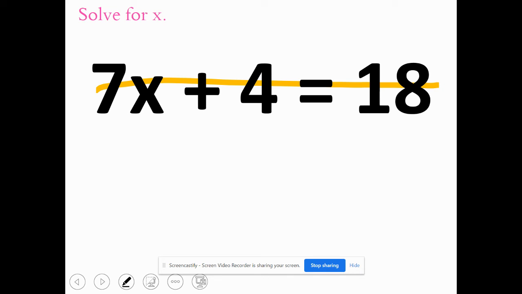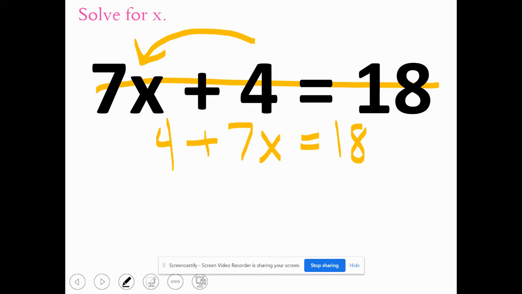Let's redo it to where we have this 4 first plus 7x equals 18. Now, notice I switched these two numbers here. Is it going to make a difference in our answers? Let's see. We still do the same thing. We still isolate our x. And again, I'm going to start with the number that is furthest away from the x, which is this plus 4.